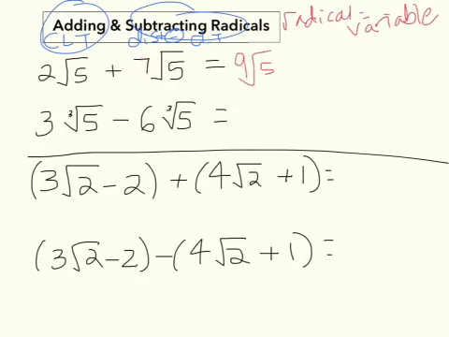Okay, same thing over here. I'm going to skip to this other adding one. I've got radical 2 and radical 2, so these are like terms, and then these are numbers, so they're like terms. So 3 radical 2 and 4 radical 2 is 7 radical 2. And negative 2 and positive 1 is negative 1.